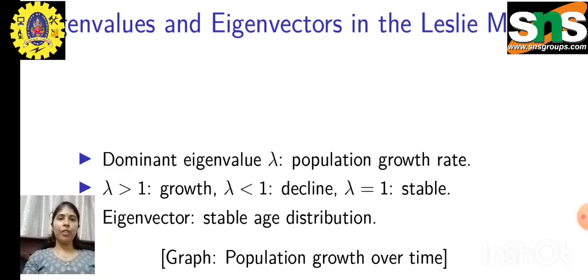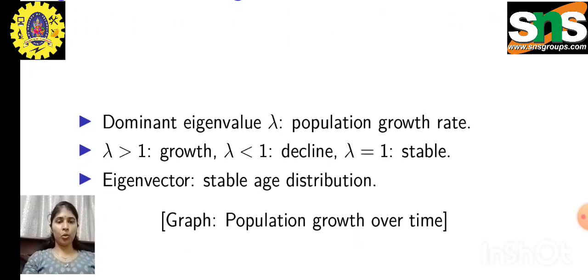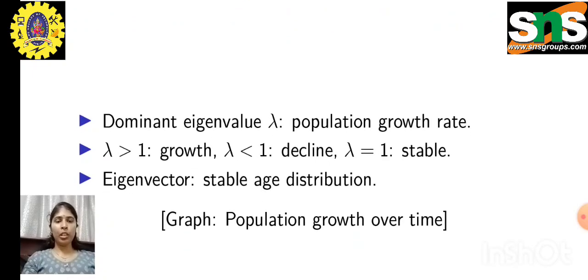Next, we frame the eigenvalue and eigenvector using this. Here the dominant eigenvalue is denoted as lambda, the population growth rate. If lambda is greater than 1, then it is growth, and if it is less than 1, then it is a decrease or decline. If lambda is equal to 1, then the population is stable.